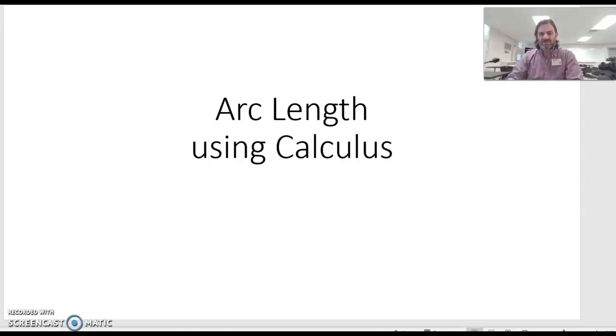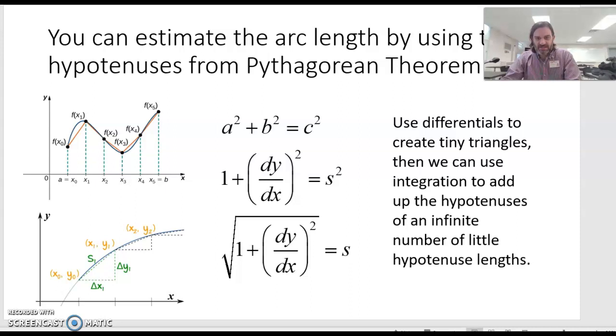Hey, we're going to talk about calculating arc length using calculus. So let's see what we've got here. We can do this by doing the same thing we did when we tried to find the area under a curve. Remember we made a billion infinite little rectangles and added them up? But in this case, because we're looking for a length, we're actually going to make a lot of triangles.